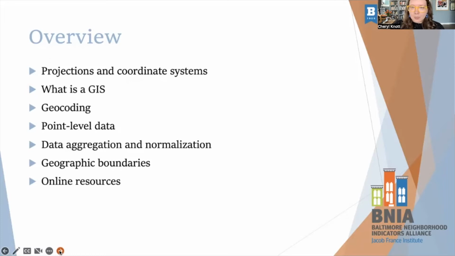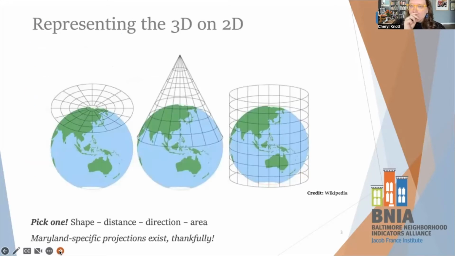So free software options for students and the public, as well as places to get data that can be used in GIS. So let's start off with thinking about the globe. The planet is a three-dimensional surface. We are on a sphere, and the study of geography is the study of the planet and all of the people, the animals, the systems that interact on this Earth. Map making and geographic information systems is a way to represent this three-dimensional surface on a two-dimensional plane instead.